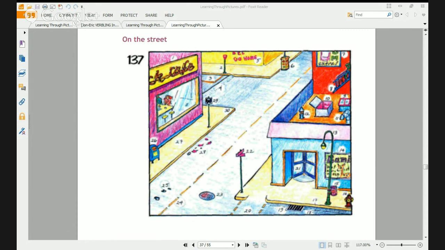Listen to my question carefully. What is the mailbox on? On top of? What's it on? What's number 27 in the picture? This is on, but I don't know what the name of it is. What can I call this? It's not a street, right? Because the street is where the cars go. So where do people go? I didn't know really. Okay, no problem.